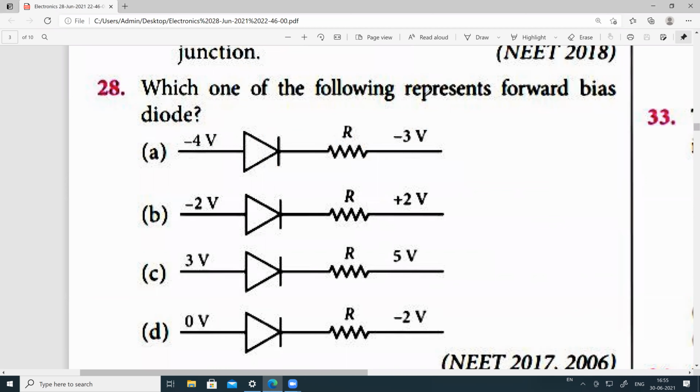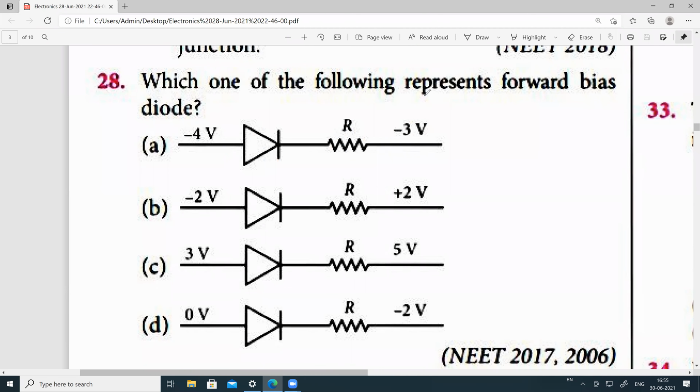Twenty-eighth one. Which of the following represents forward bias? The diode is said to be forward bias if P side is at higher potential than N side of the p-n junction. When we observe all the diagrams, in option D the P side is at higher potential than the N side. Therefore, D1 is the right one.